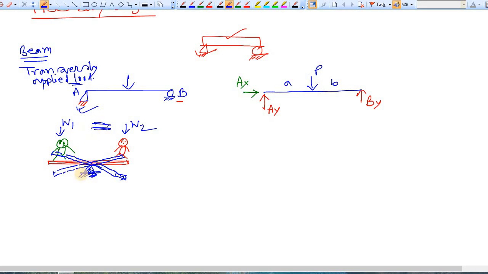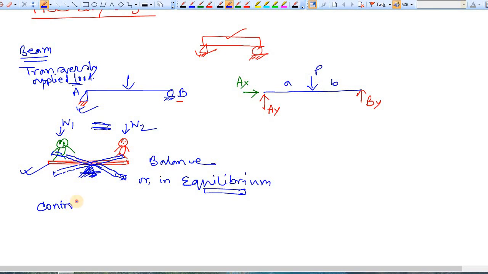In that case this system will be balanced, or in equilibrium. Okay, so this is the concept of equilibrium. Equilibrium is a state of a mechanism where there is controlled deflection.